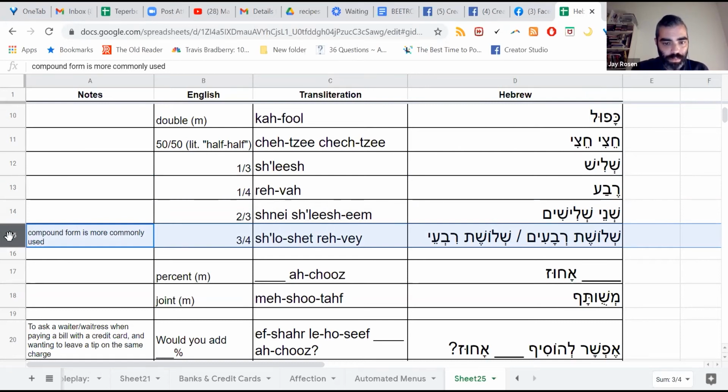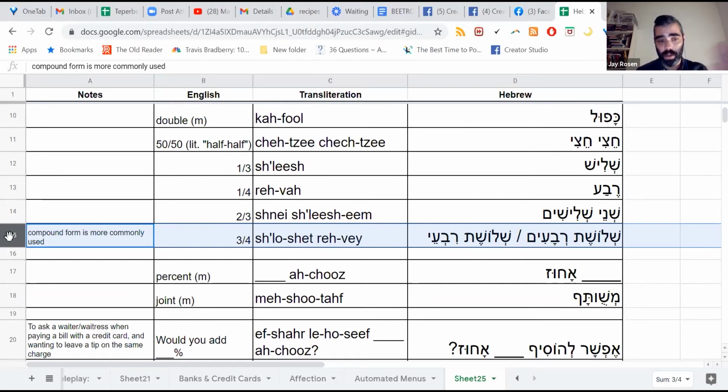3/4 or 0.75 is shloshet reva'im, or more likely you're going to hear shloshet reva'ei. Okay? Shloshet refers to 3 of the 3/4, and the quarter again is reva. So the plural of reva is reva'im, if you can't say the resh. So shloshet reva'im, or you're going to hear shloshet reva'ei, excuse me.